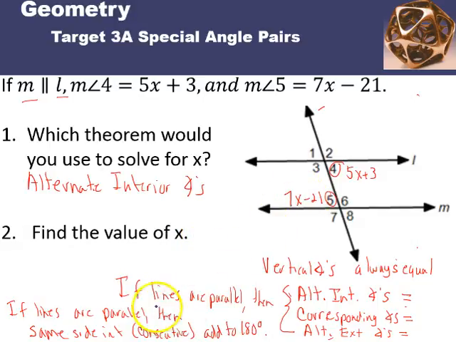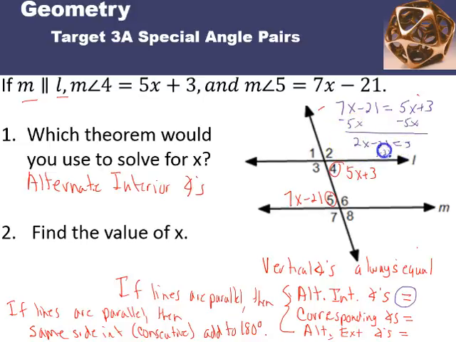Well, what does it say? If the lines are parallel, then alternate interior angles are what? They're equal. That's right. They are equal. So I'm going to set them equal. I'm going to say 7x minus 21 is equal to 5x plus 3. And I'm going to do the algebra. So I'm going to subtract 5x. And I'm going to get 2x minus 21 equals 3.